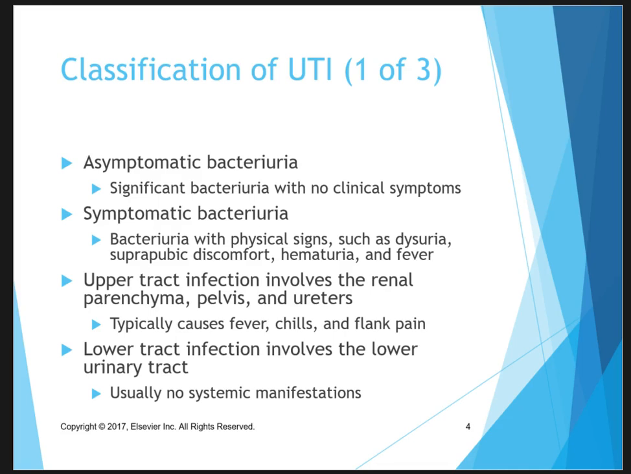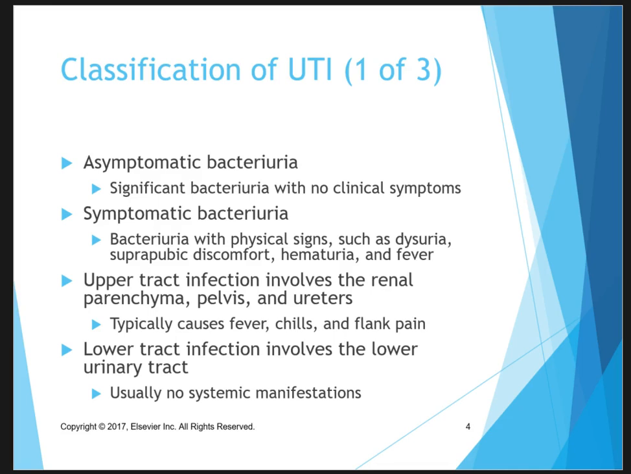And now we're going to start differentiating, or try to anyways, the upper tract infections versus the lower tract infections. So this is where a lot of renal scarring will come into play if it occurs and it's not caught early. So the renal parenchyma, the pelvis, and the ureters. This is the UTI that you're going to see with fever, chills, and that flank pain up by the kidneys.